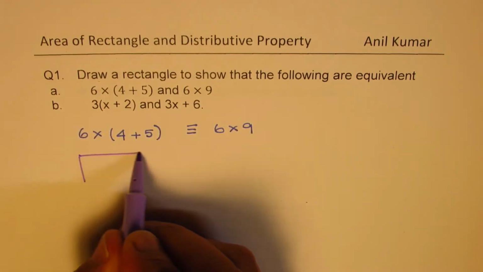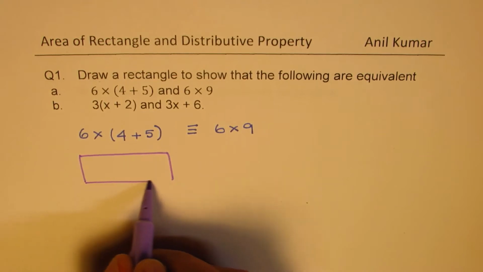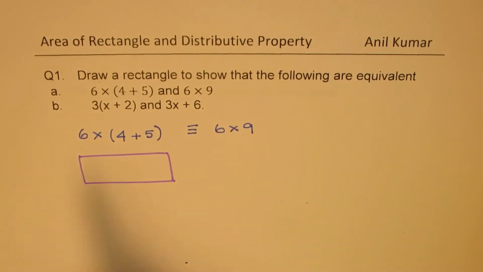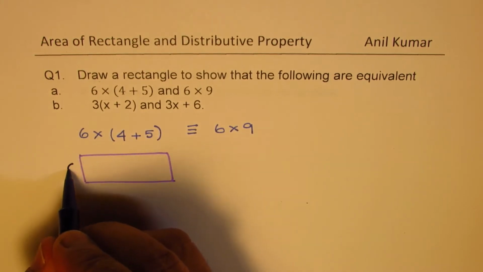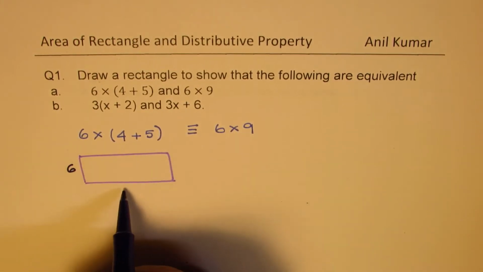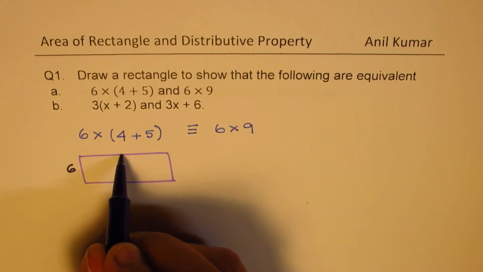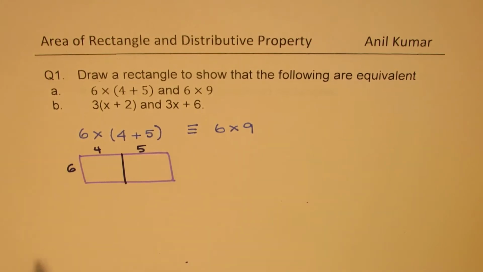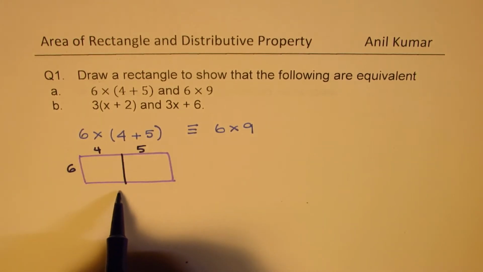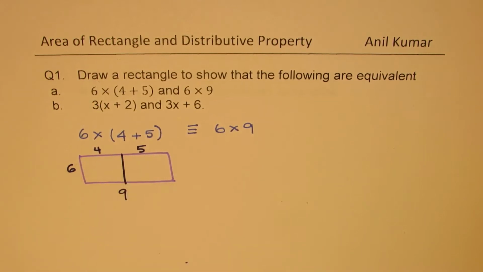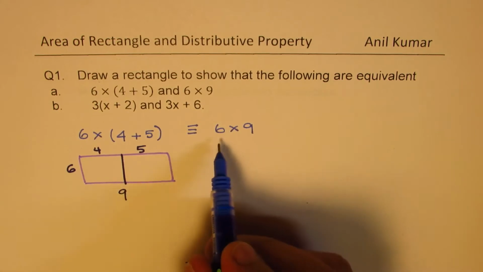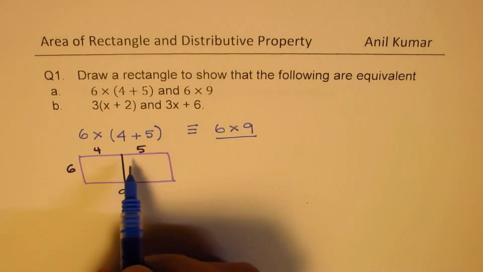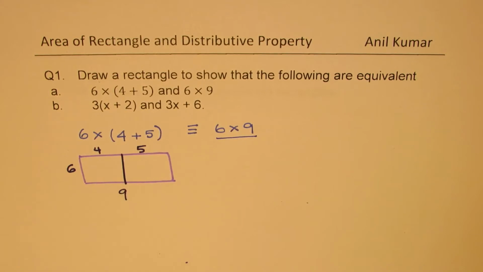So let's make a rectangle whose sides are 6. We'll take it as the width of this rectangle, right? And the other side is 4 plus 5, let's say this is 4, and the other side is 5, correct? So 4 plus 5 is actually 9. So there you can see a rectangle whose area can be found by 6 times 9, which is 54, or by adding these two areas, right?